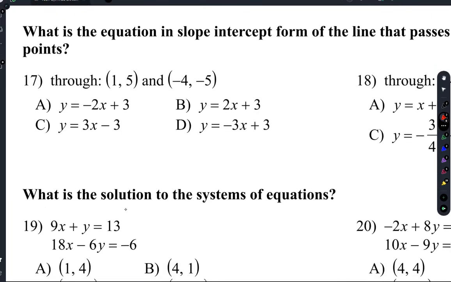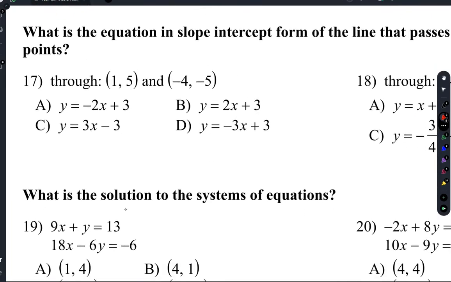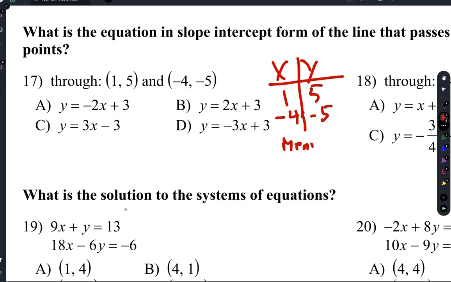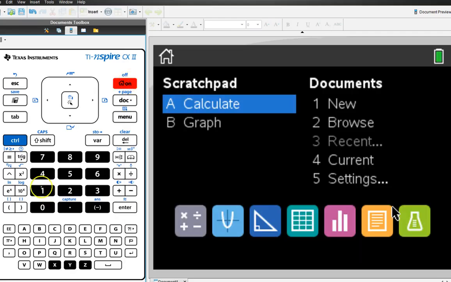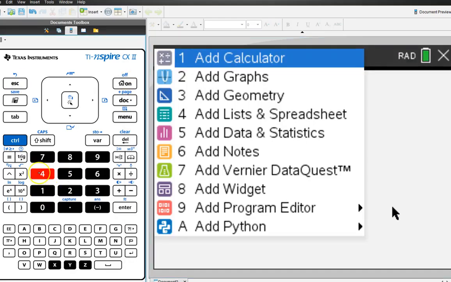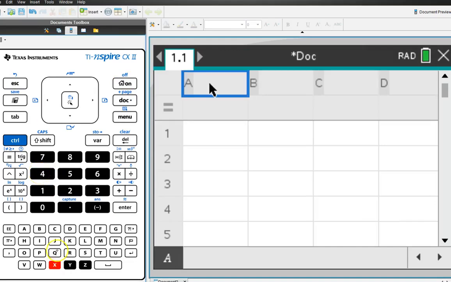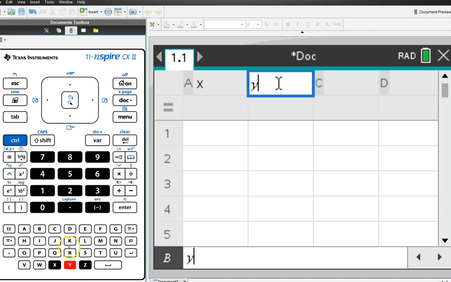Number 17. If you were given 2 points with mx plus b, you're going to make a spreadsheet. You're going to put that into a spreadsheet, and you're going to do menu 4 1 3, aren't you? Okay, so let's go ahead and do this. I'm going to go to my calculator, hit home, click 1 for new, click 4 for spreadsheet. I need to put the x and y at the top. You're going to have to do this on your test, so make sure you can do this.